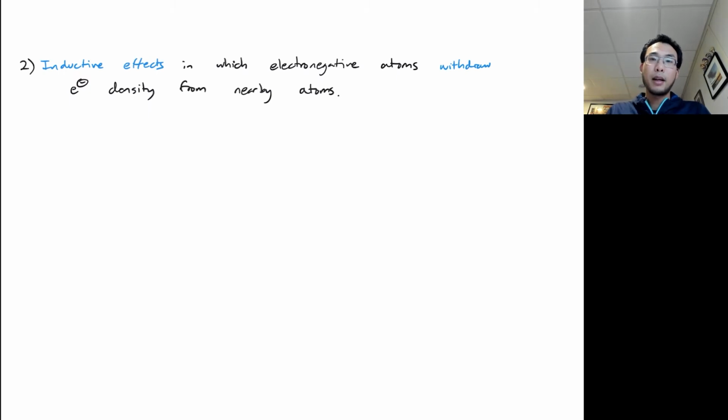The second effect that we will look for in NMR spectroscopy is called the inductive effect. In the inductive effect, what we're really thinking about is the electronegativity of an atom, and that the electronegativity is going to withdraw electron density from nearby neighboring atoms. An example of that can be found in the carbon NMR of pentane versus the carbon NMR of 1-fluoropentane.